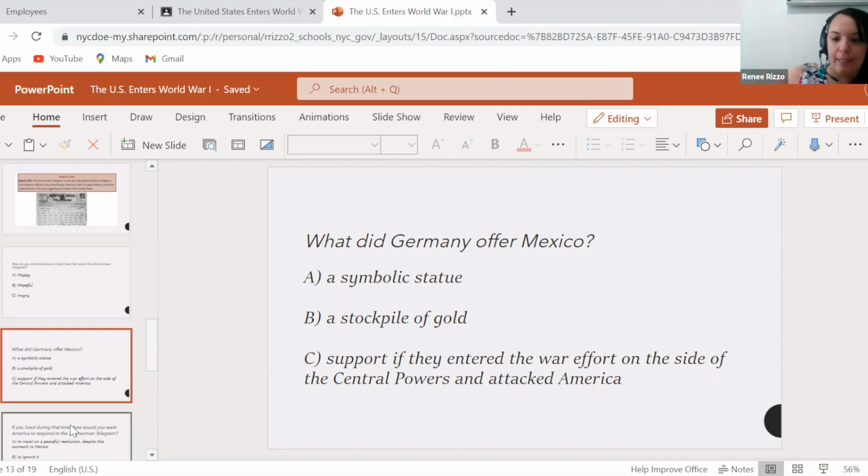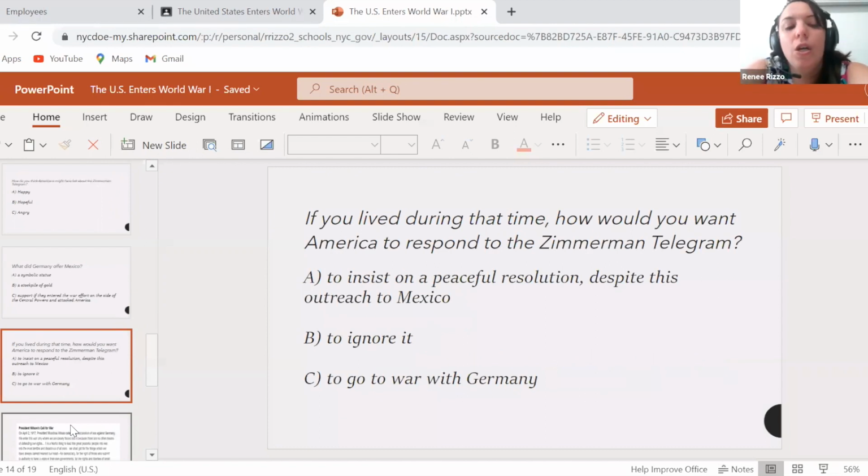So, if you lived during that time, how would you want America to respond to the Zimmermann telegram? A, to insist on a peaceful resolution despite this outreach to Mexico. B, to ignore it. Or C, to go to war with Germany. This is another opinion question, so I would definitely pause here and discuss your opinions with your classmates.